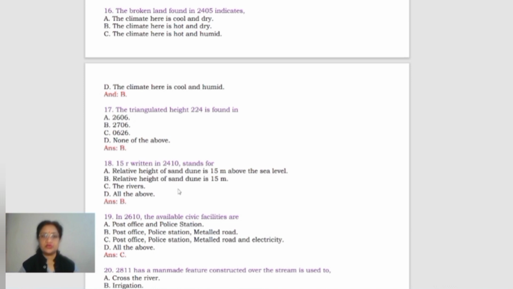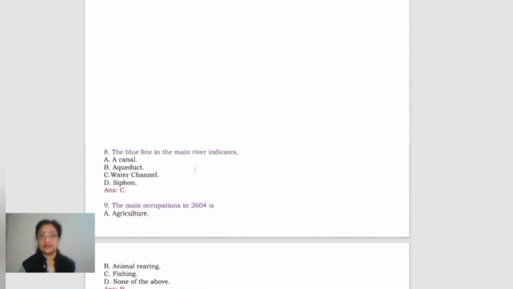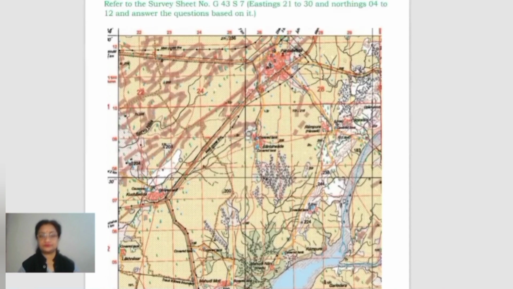Next, 15R written in 2410 stands for... 15R in 2410. Let's see. This is 24, right? And this one is 10. Now this is the grid square we are referring to, and in this 15R is written, yes, over here. But children, it is showing the relative height of the sand dune which is there in this part.